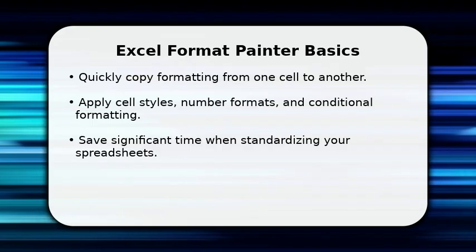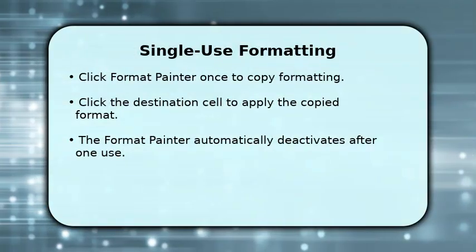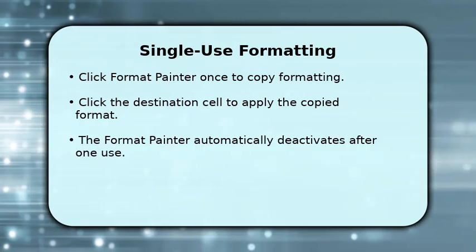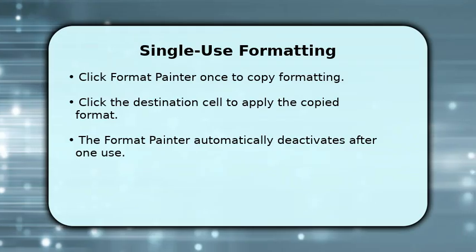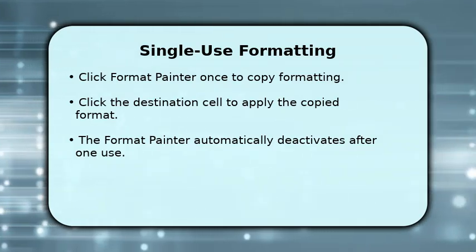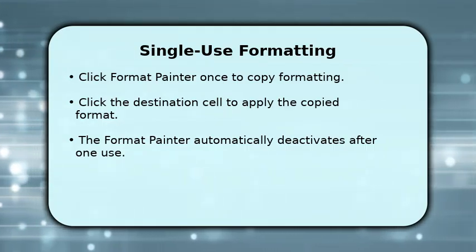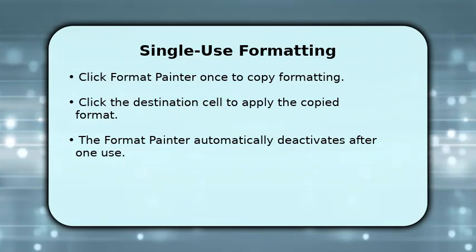This tool is incredibly useful for maintaining a consistent look across your data, making your work more professional and easier to read. To apply formatting to a single cell, simply select your source cell and click the Format Painter icon once. Your cursor will change to a paintbrush. Now, click on the single target cell where you want to apply that exact formatting. The Format Painter will then automatically turn off, ready for your next task. This method is perfect for quick, one-off formatting adjustments.